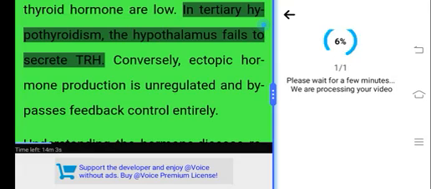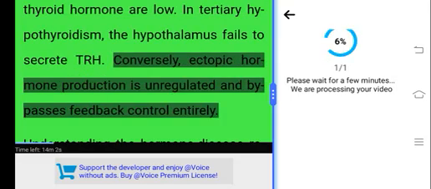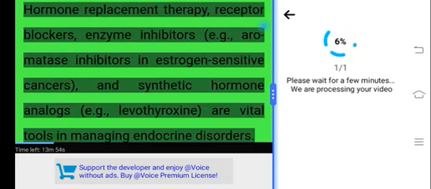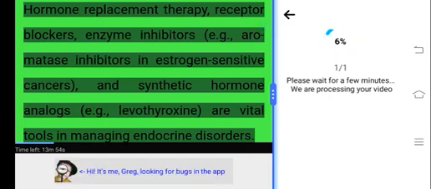In tertiary hypothyroidism, the hypothalamus fails to secrete TRH. Conversely, ectopic hormone production is unregulated and bypasses feedback control entirely. Understanding the hormone-disease relationship is crucial not just for diagnosis but also for therapeutic intervention. Hormone replacement therapy, receptor blockers, enzyme inhibitors, e.g., aromatase inhibitors in estrogen-sensitive cancers, and synthetic hormone analogs, e.g., levothyroxine, are vital tools in managing endocrine disorders.